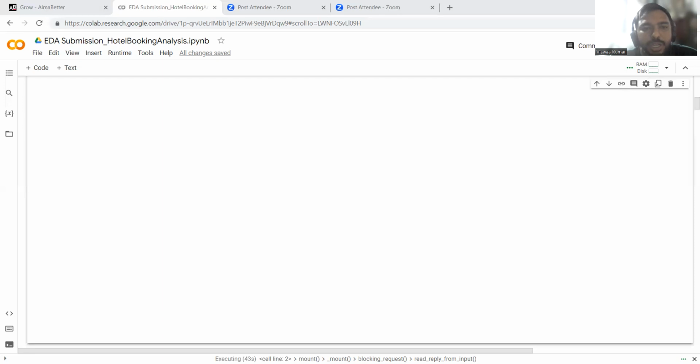There are 4 columns with null values: company, agent, country, children. So finding the missing values using the null keyword, df dot isnull dot sum. So here are the null values provided in the company, agent, country, and children. So here the data is missing or unavailable.